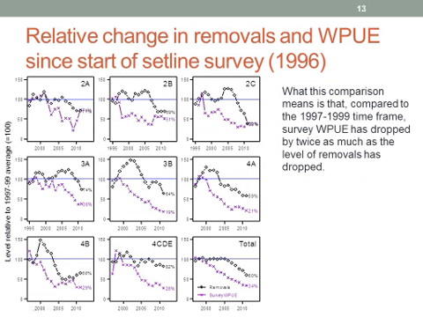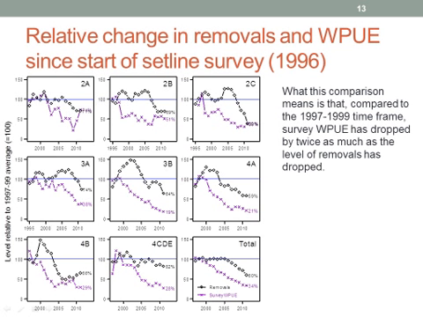Okay, slide here. This is a slide I think I introduced last year, the year before. There's two of these. This is a means of comparing the relative change in total removed from the population and the change in survey WPUE by area and coastwide. Most of these plots, removals are indicated by the black lines and survey WPUE by the purple line. All these time series are standardized to a value of 100 for the period 1997 to 1999.